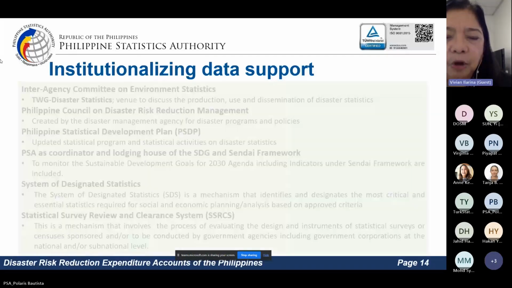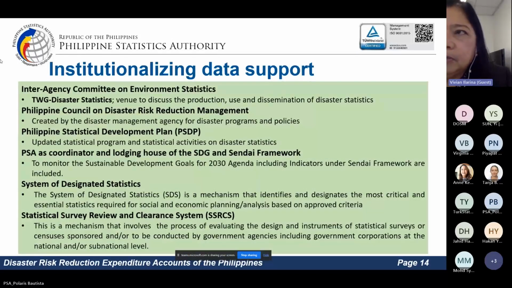In addition to this bill, we are maintaining also an interagency committee specifically for environmental statistics. And under the environmental statistics, we have 6 technical working groups. One among them is the technical working group on climate change and disaster statistics. This is very important because this will serve as a venue to discuss problems, concerns, issues about production, use, and dissemination of disaster statistics. We have a council also on disaster risk reduction management, and this is created by the NDRRMC, which is the Disaster Management Agency.